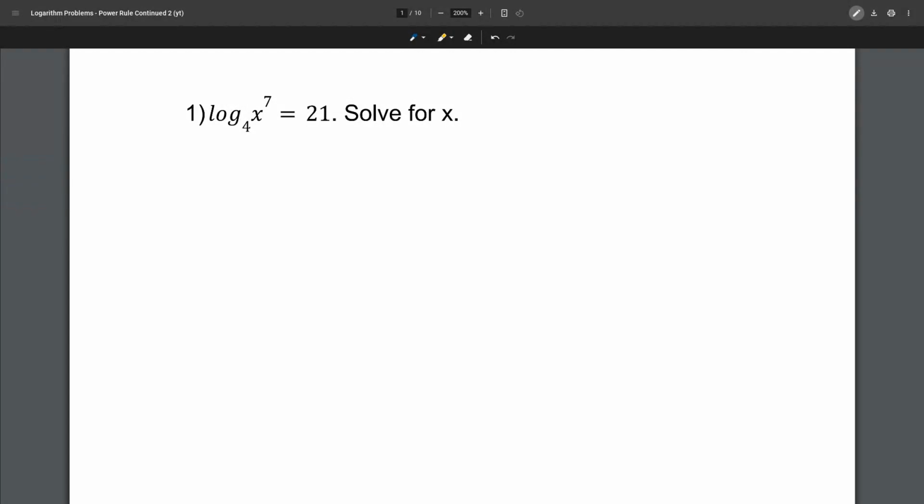In this video we're going to go through solving some logarithmic problems. We're going to use the power rule, a little bit of change of base, and we have to know a little bit about negative exponents. So let's get to it.